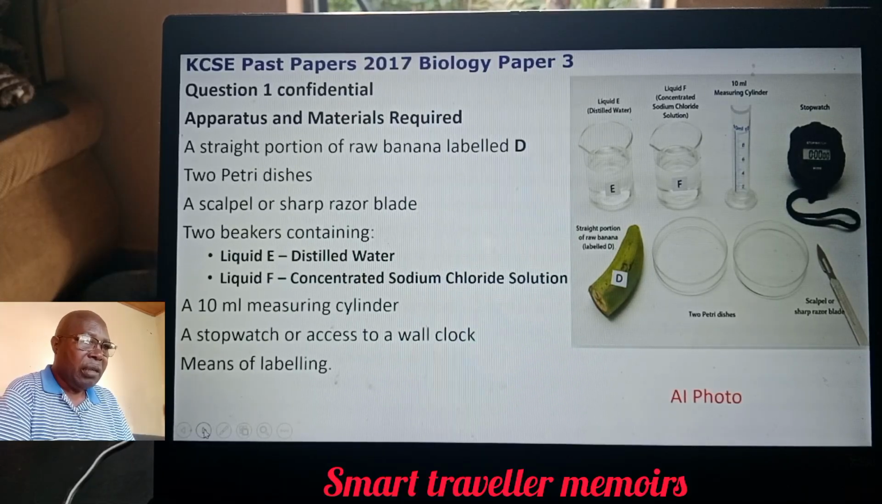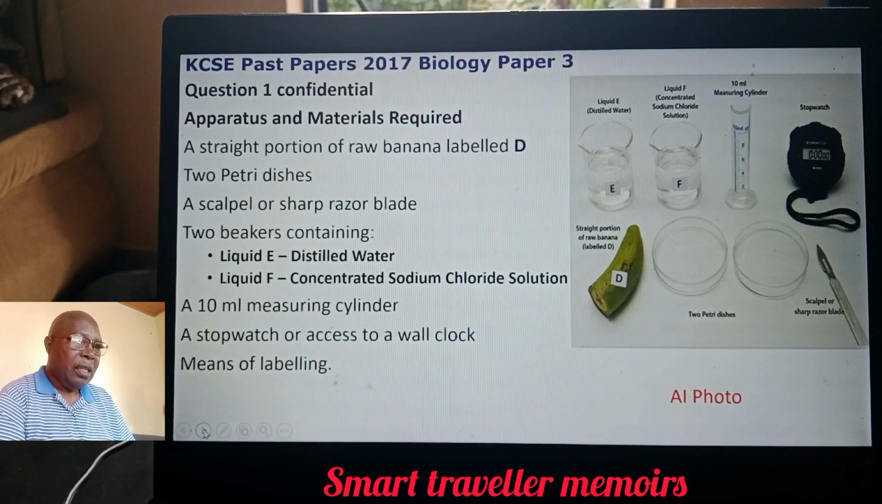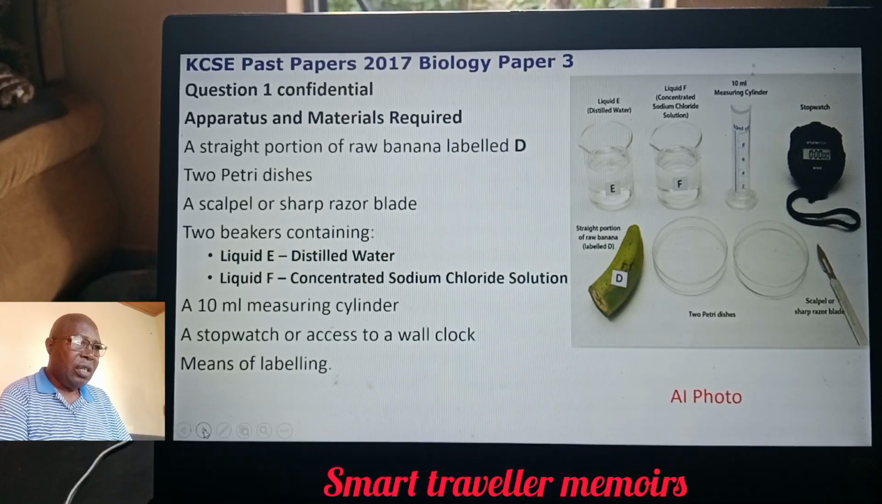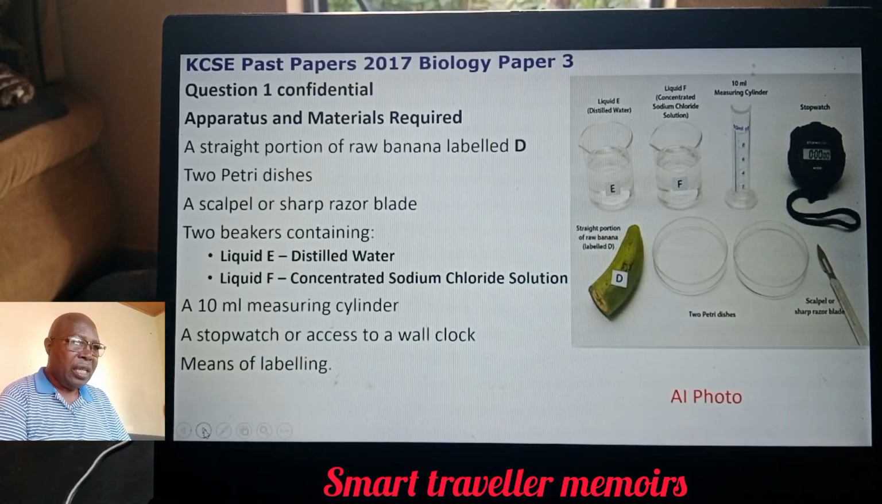Depth of the examination. In question 1, we start with confidential, and the following apparatus and materials are required. A straight portion of a raw banana labeled D, 2 petri dishes, a scalpel or sharp razor blade, 2 beakers containing liquid E, distilled water, and liquid F, concentrated sodium chloride solution, a 10 ml measuring cylinder, a stopwatch, or access to a wall clock. And then finally you require means of labeling.